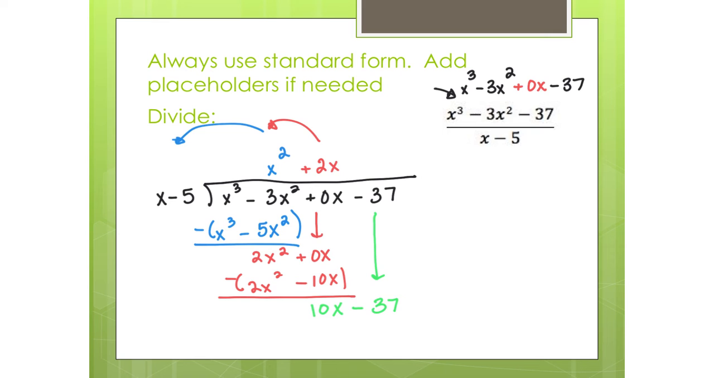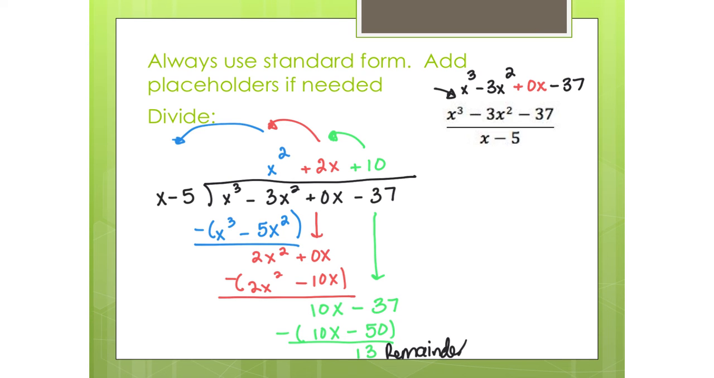X divides into 10x 10 times. Then I multiply that by the divisor out front. And I subtract. Leaves me with 13 for my remainder.